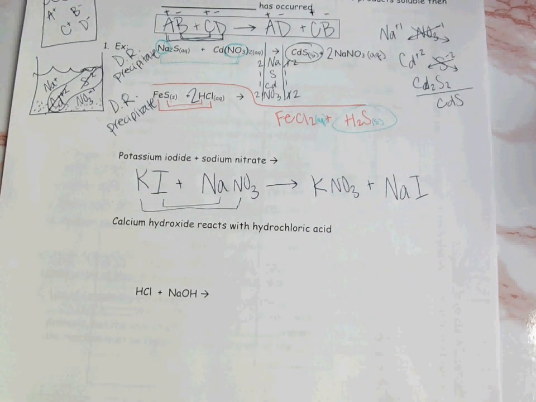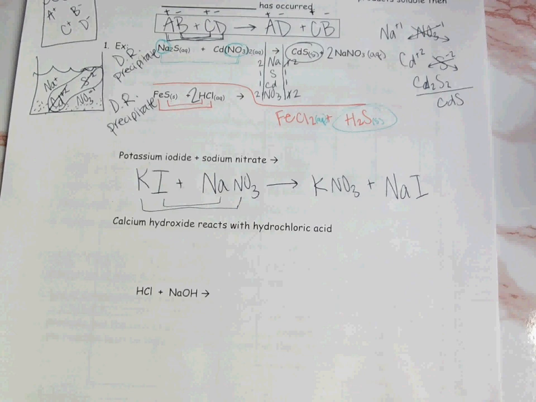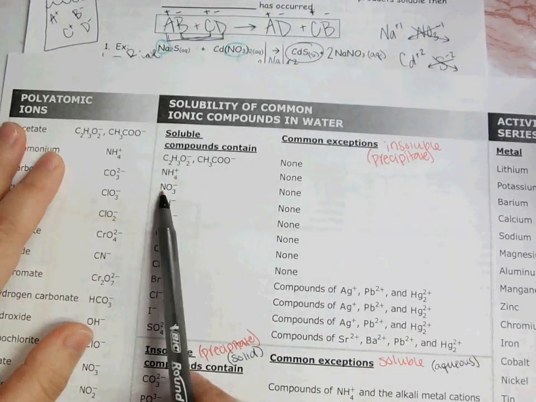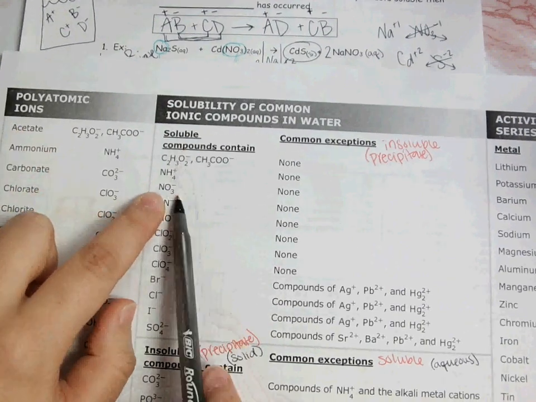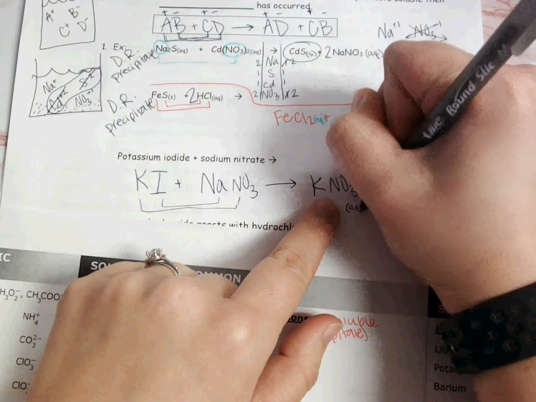Then we look at, is this an acid-base reaction? I don't have any acids, I did not produce water, not looking at acid-base. Then I decide, is this going to be a precipitate reaction? That's my only other option, so I have to figure out what's my precipitate. So KNO3 is bonded to nitrate. Nitrate is soluble, and there are no exceptions. So I know that this is going to be aqueous, AQ.